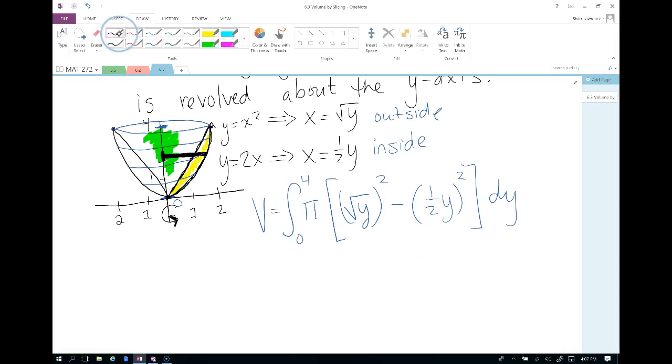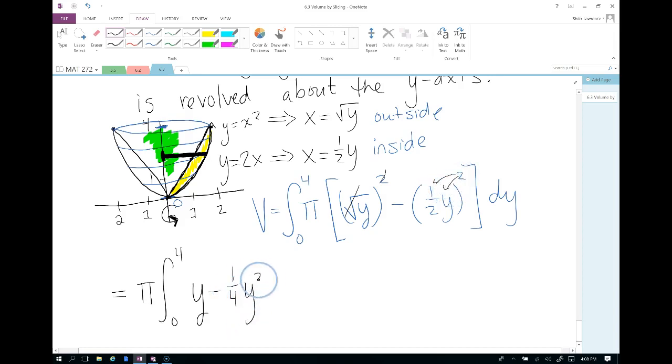And then we'll just clean it up a little bit so we can integrate. I'm going to pull my pi out and just wait till the end for it. I'm going to square a square root here, so that just ends up y. And then be careful because you're squaring the coefficient and the variable. That's 1/4 y squared. And we can't combine these. They are not like terms because they have different powers. So we've got two terms to integrate here.